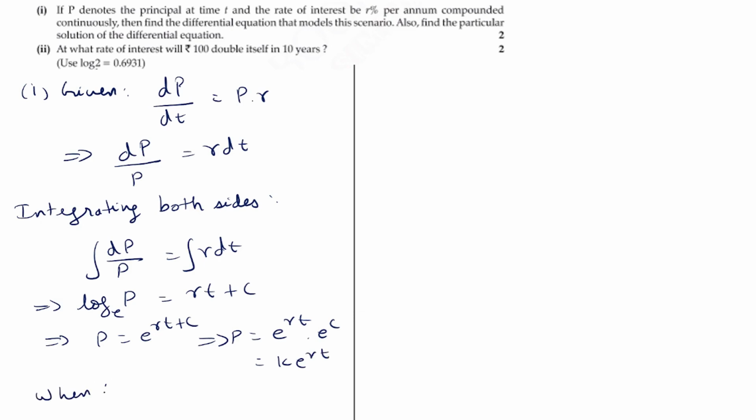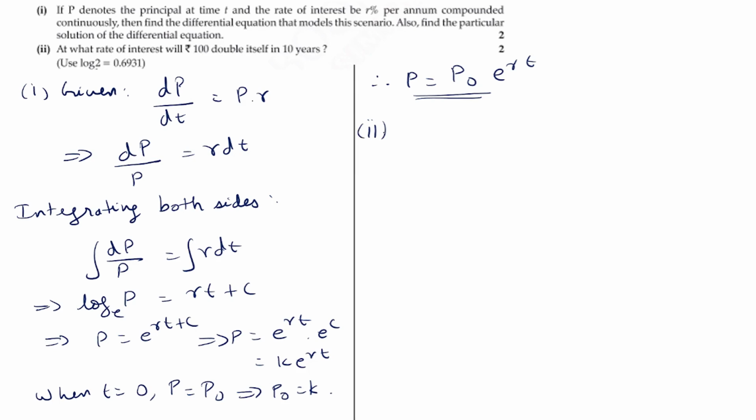When t equal to 0, that is initially, we have P equal to P naught. So from this we get P naught is equal to k. Therefore, P is equal to P naught into e raised to rt. So this is the mathematical model. Now moving on to the second subdivision. At what rate of interest will ₹100 double itself in 10 years?